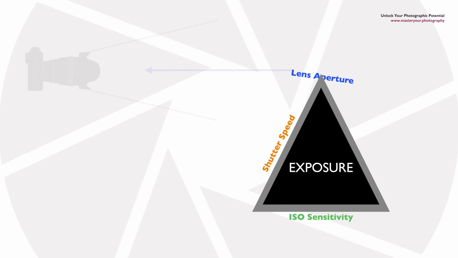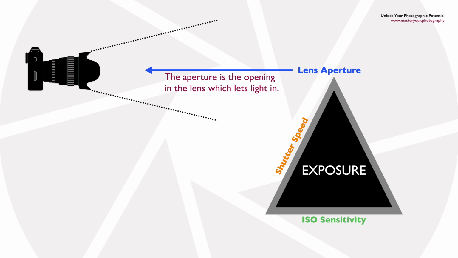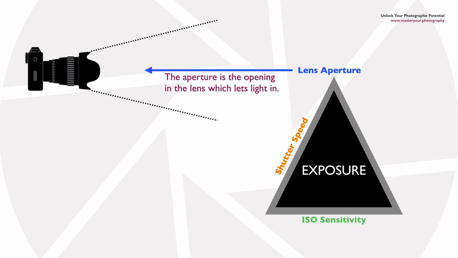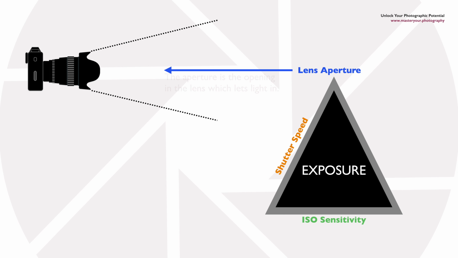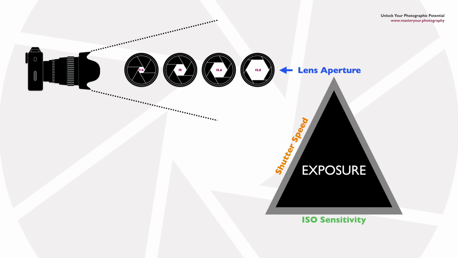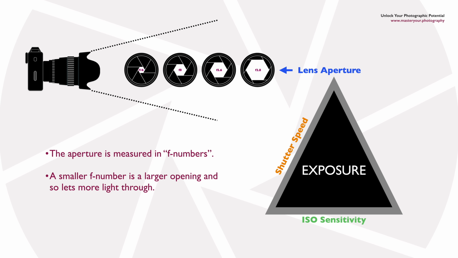The lens aperture is the size of the opening in your lens where the light actually enters your camera, and this is measured in f-numbers or f-stops. A smaller number actually means a larger opening, and a larger opening will let more light into the camera and make your photo lighter.